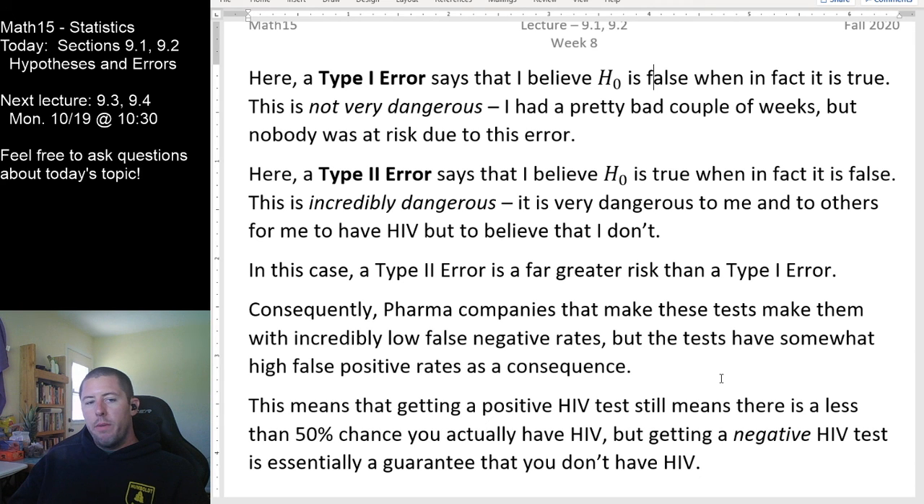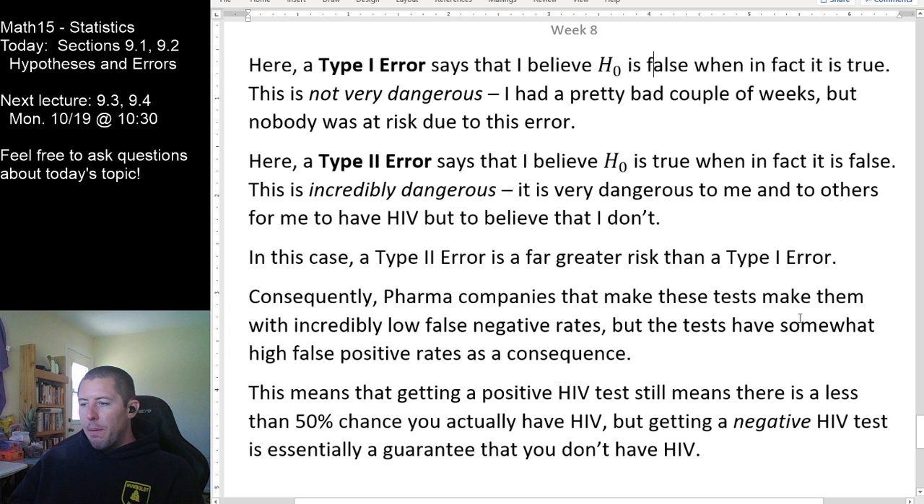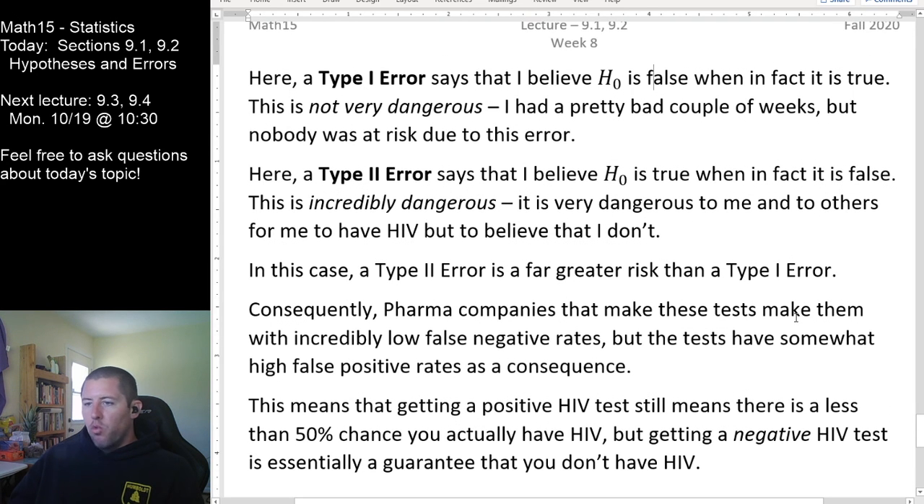And so we might design our experiments, or design our tests for diseases, in such a way that guarantees that we have a minimized number of the dangerous error and less of a concern about the non-dangerous error. So a big thing to do is to consider the risk, the danger associated with making a certain type of error. And so hopefully I've convinced you here that errors are not necessarily always created equal, right?